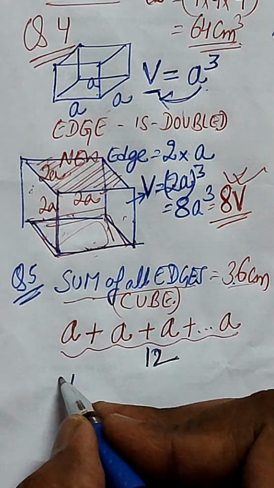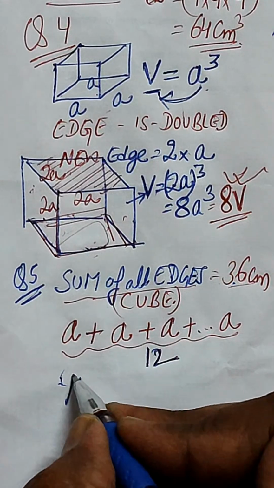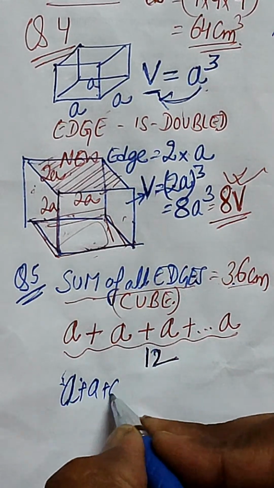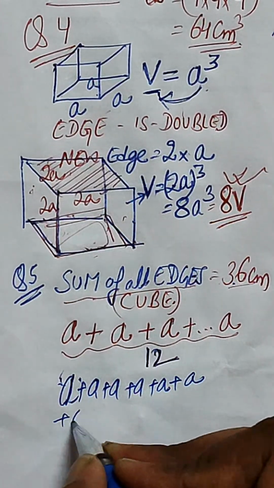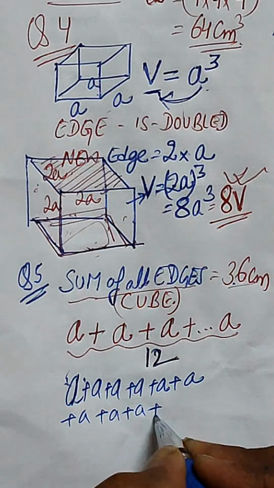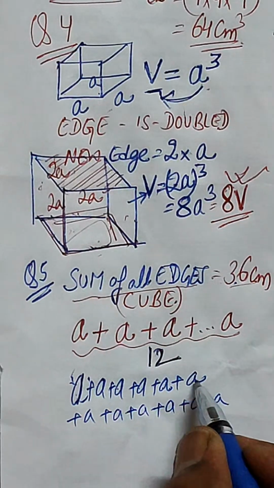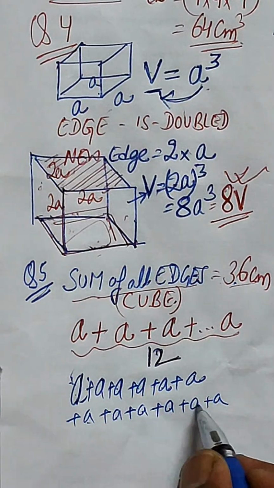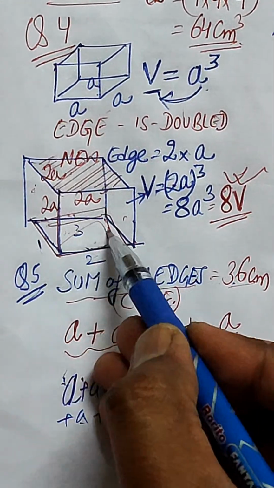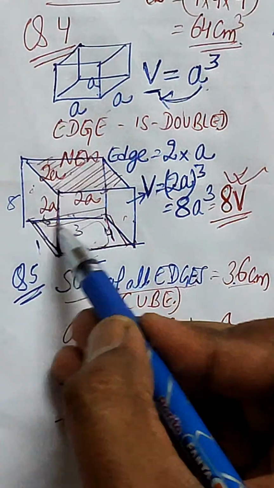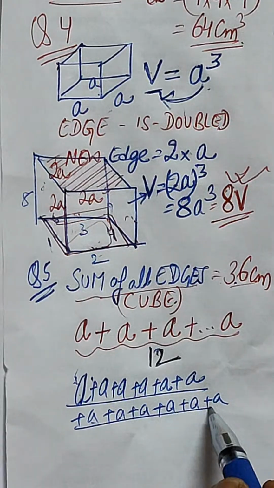So the sum of all edges can be written as A plus A plus A plus A plus A plus A plus A plus A plus A plus A plus A plus A. Here you can see 1 2 3 4 5 6 7 8 9 10 11 12. So this is one edge, this is second, third, fourth, fifth, sixth, seventh, eighth, ninth, 10, 11, 12. So a total of 12 edges are there, right?